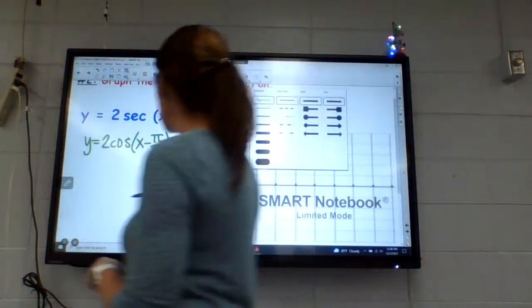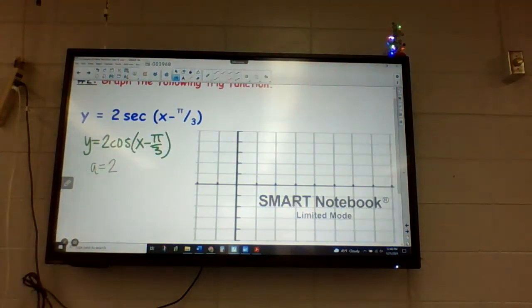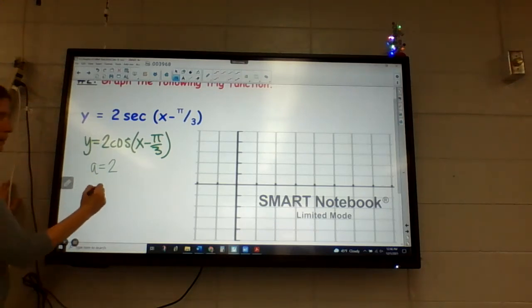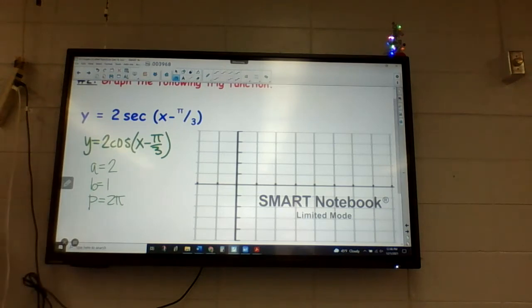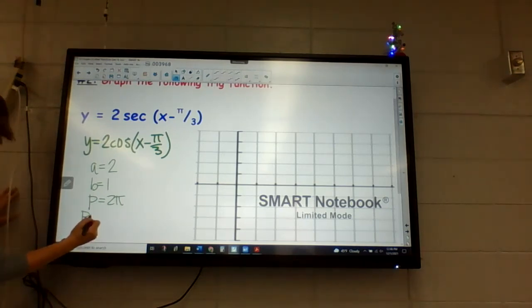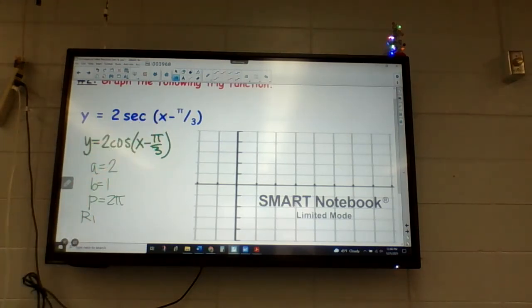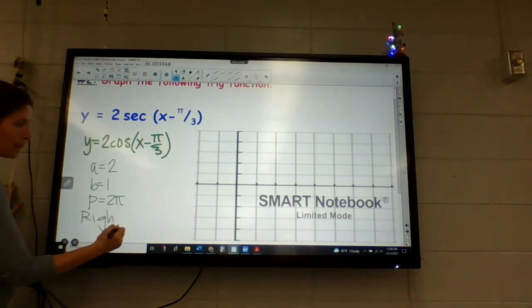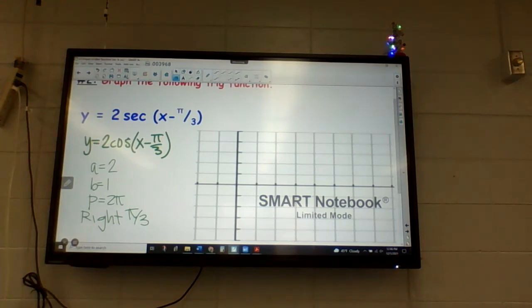So our amplitude in this case is 2. The B value in this one is going to be 1. So that means the period is just going to be 2 pi. So that doesn't change at all. But this one needs to shift to the right, because there's a minus, and something added or subtracted after. So we're going to go right pi over 3.